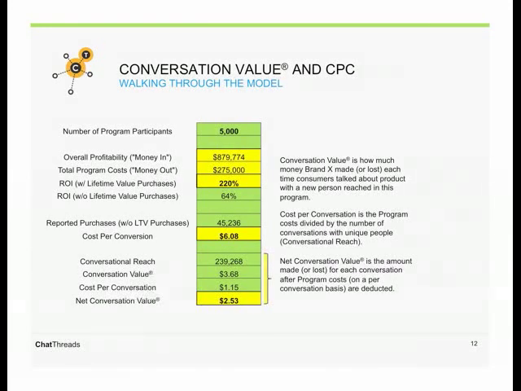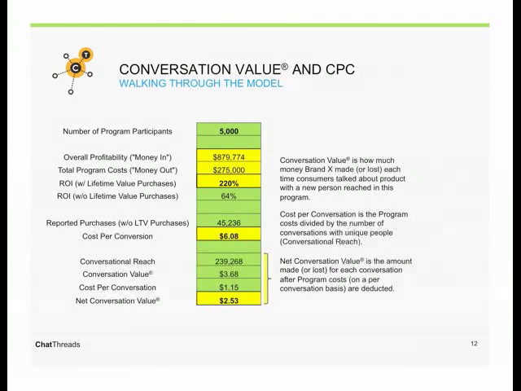So if you ran a straight ROI analysis by looking at the lifetime value purchases, meaning not only the purchases that took place during the campaign, but the anticipated purchases they would make over a year, you see over 200% ROI, or another way of thinking about that, for every dollar you spent, that's $3.20 back to the brand. If you just looked at the ROI without those additional purchases over the course of a year, for every dollar spent, you'd have $1.64 coming back. You can also, using this method, get a cost per conversion, because you have the number of purchases and what the program cost. So this was about a $6 cost per conversion.